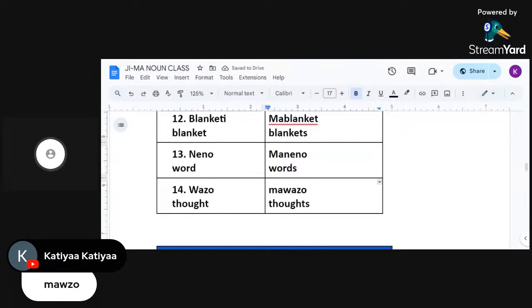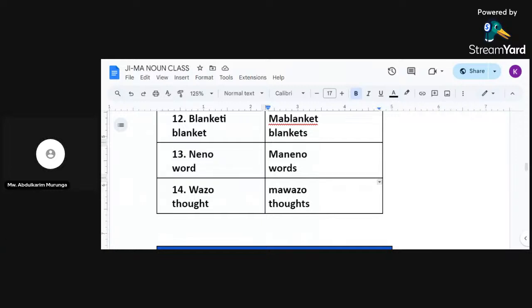If someone tells you, nina mawazo, this person simply means that they have stress, and a lot of thoughts are concerning them. Yani, nina mawazo. Sawa sawa, vizuri sana. We continue. Mawazo, asante.